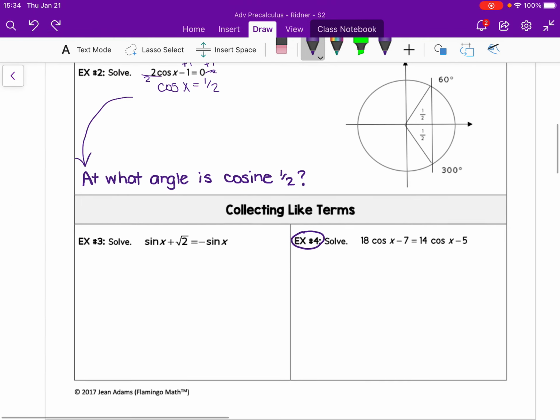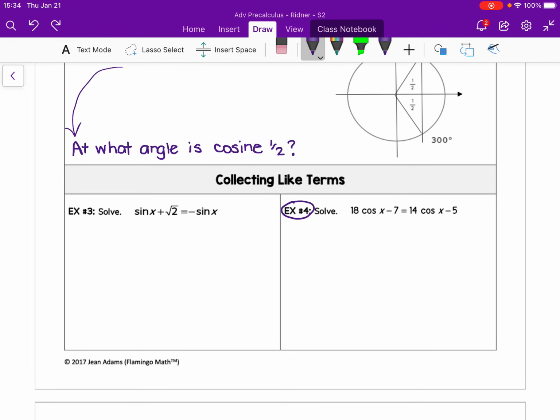Okay. So I'm just going to do a couple so that you have examples. First one's collecting like terms. So that means that I'm going to subtract the 14 cosine x from both sides. I'm then going to add 7 to both sides. That way I'm left with 2 on this side. I'm left with 4 cosine x on this side. Divide by 4. And I get cosine x equals 1/2.